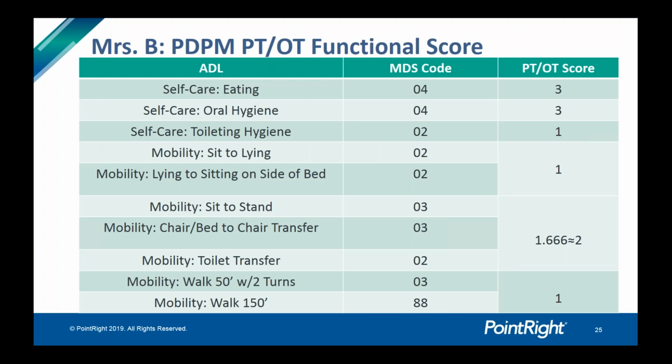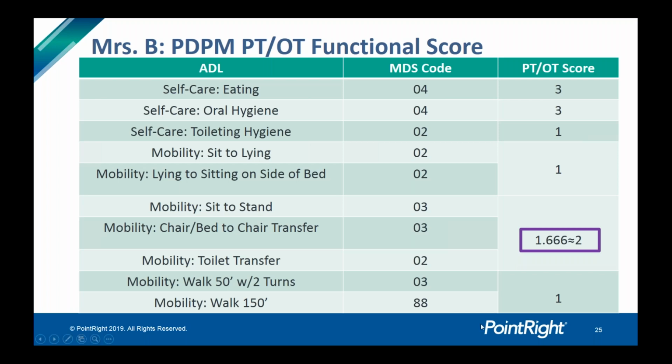And then lastly, mobility, she can walk 50 feet with 2 turns, but she can't walk 150 feet. So that activity did not occur. So that gives us a score of 3 for eating, 3 for oral hygiene, 1 for toileting hygiene. The bed mobility items average out to 1. The sit to stand and the other 2 transfer items, they average out to 1.666. So in this case, the decimal is above 0.5, so you're going to round up to 2.